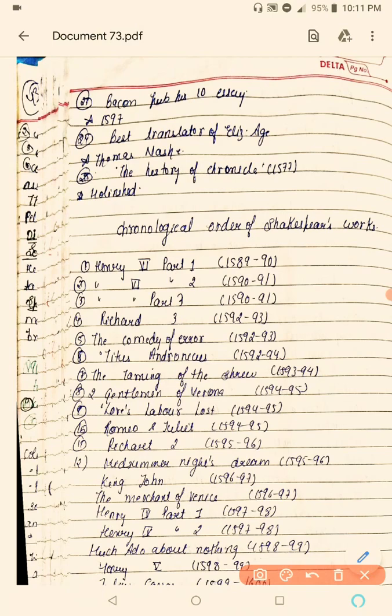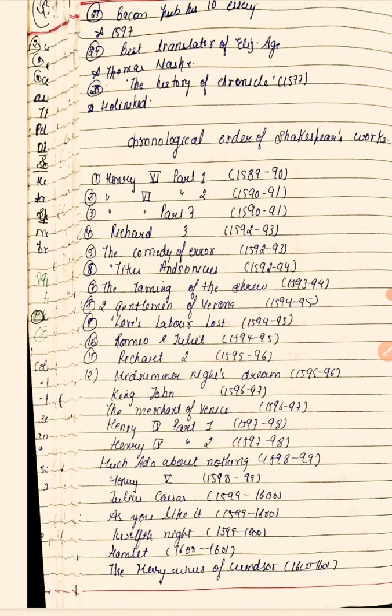Then Bacon published his 10 essays in 1597. Best translator of the Elizabethan Age was Thomas North, and The History of Cromwell, 1577, was published by Hornchild. So this is all about some important MCQs of the Elizabethan age. In our next video, I will discuss the biography of Shakespeare and also some important MCQs related to the works of Shakespeare, which are usually asked in the UGC NET exam and different exams like PGT and TGT exams. So that's all for today.